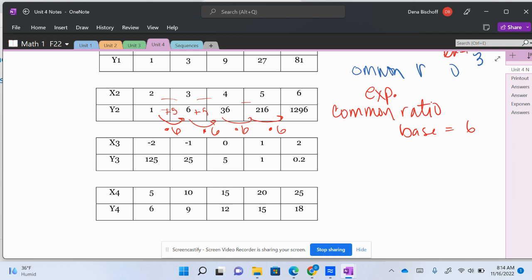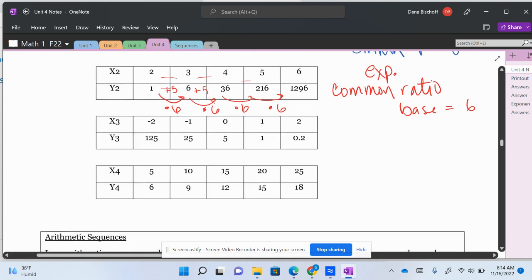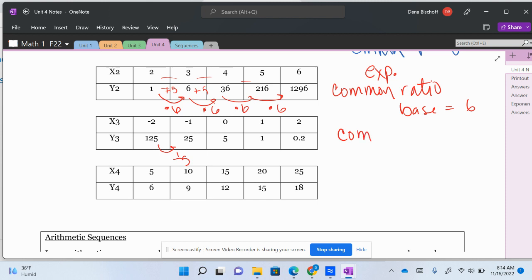You guys take a look at the third table and tell me what you think. Rosie, what are your thoughts? Yeah, you're right. We're multiplying by 1/5. So that means that the common ratio, which is also the base, is 1/5, and it's exponential. What about example or table number 4?